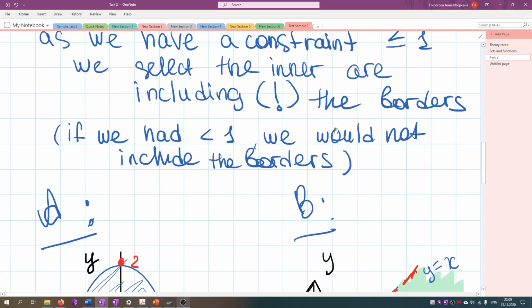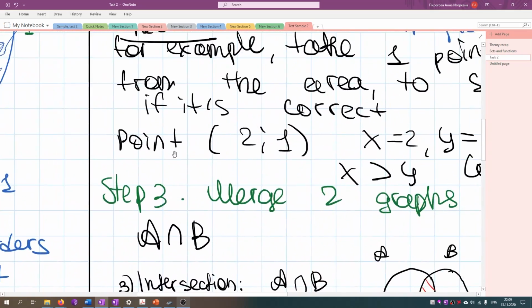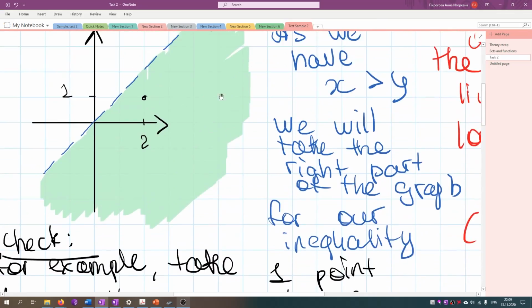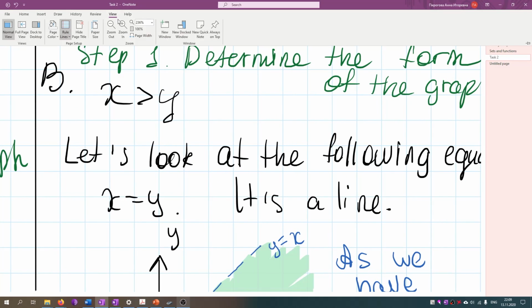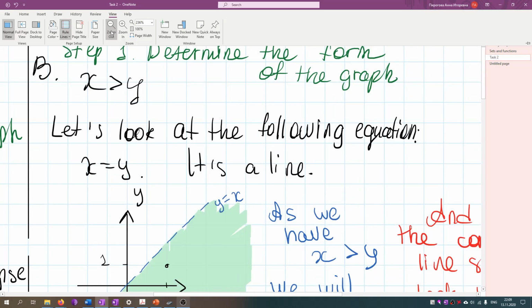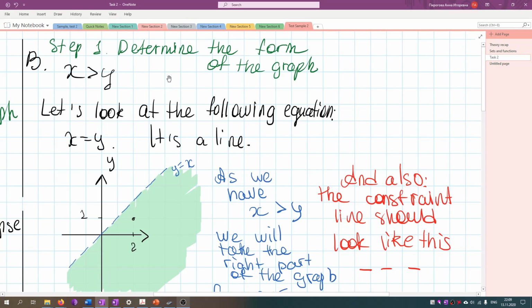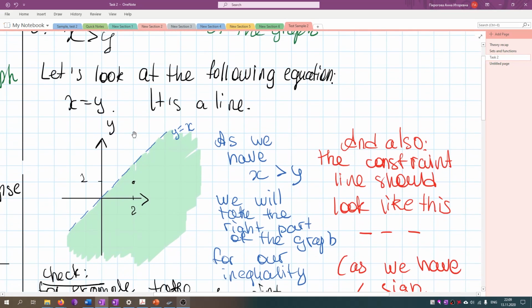So now let's go to the part considering B set. Again, we just rewrite our inequality and look at the equation. x is equal to y. It's a line. So let's just draw it onto the graph.